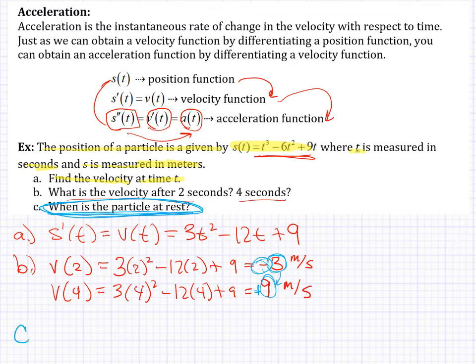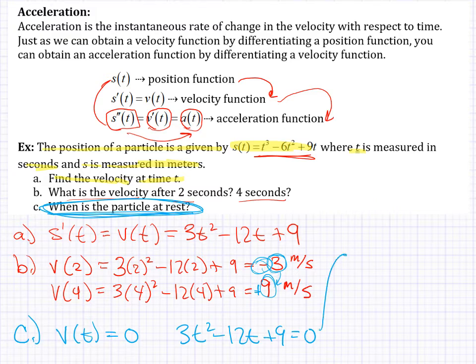So for C, what we want to do is find out when is the velocity function equal to 0. So if I said 3t squared minus 12t plus 9 equals 0, let's solve it. So I would have to solve that quadratic. If it can be factored, I'd factor it. If not, quadratic formula. It looks like it's factorable. I'll pull out a 3. I get t squared minus 4t plus 3 equals 0.